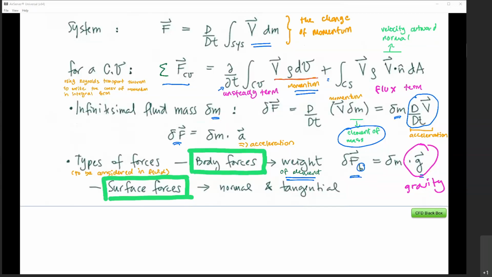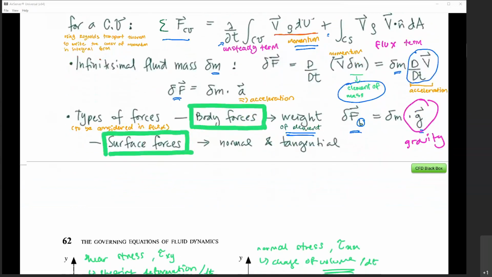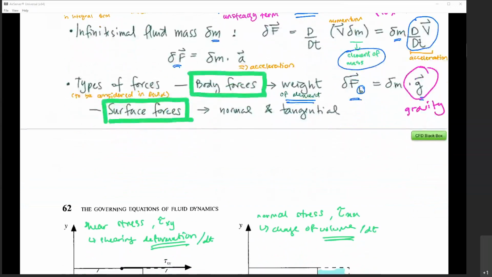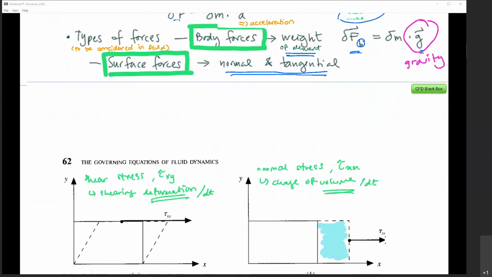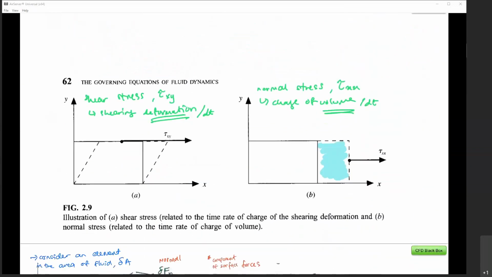And now we are going to look at how we can get the surface forces. Remember, for the surface forces, we want to look at all the forces acting on the surface of the element. Before we proceed, just a recap. There are two different forces that we need to understand. The first one is the shear stress, usually given by tau. Tau is a shear variable, so it relates to the shearing or deformation over time.